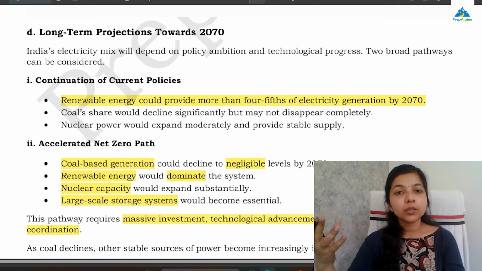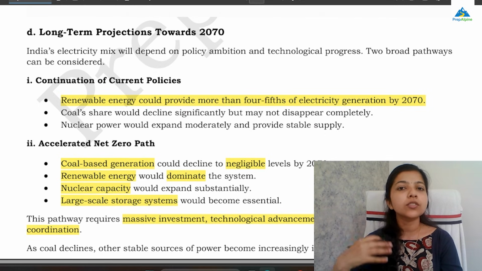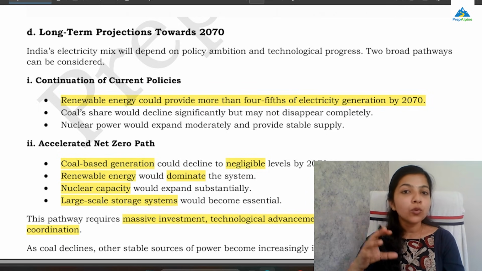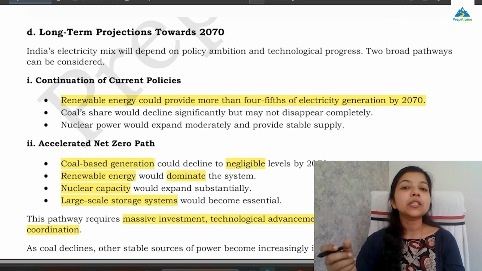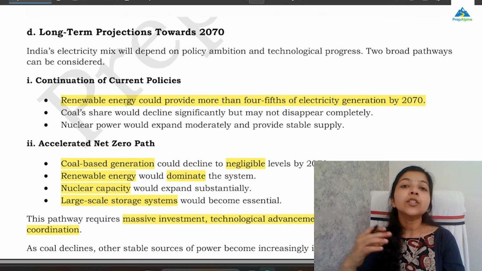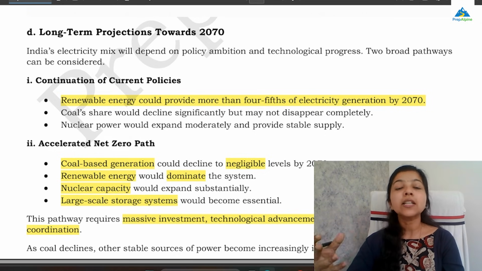But if we talk of long term projections, then the current policies that we are following, whether related to solar energy or wind energy or anything, have the capacity that by 2070, more than four-fifths of our power generation will be done from renewable energy. But coal will not completely disappear; it will remain in a very small amount. Nuclear power will also expand considering the recent initiatives that the government has taken.